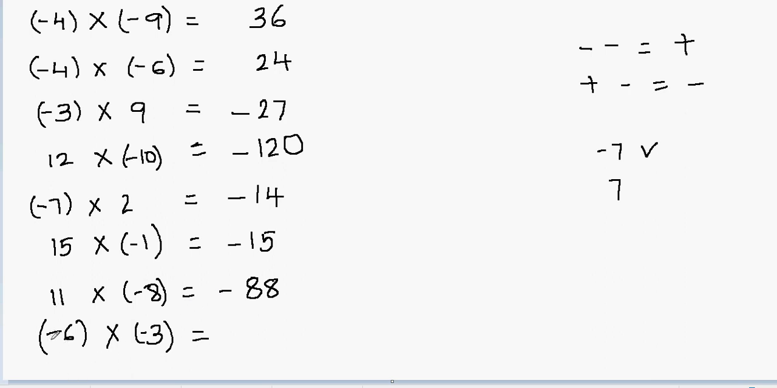Last question is negative 6 times negative 3. First of all, you multiply. 6 times 3 will give me 18. And then I have two negative signs. So my answer will be positive, because the product of two negative integers is positive.